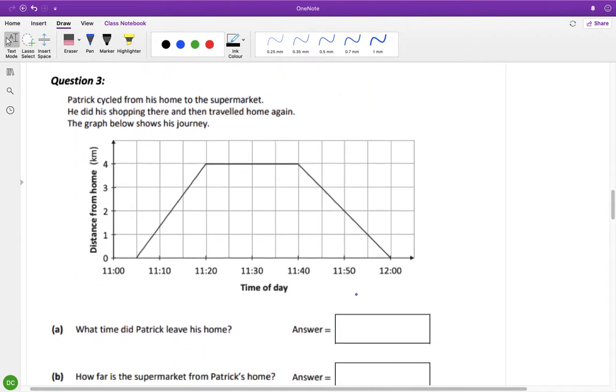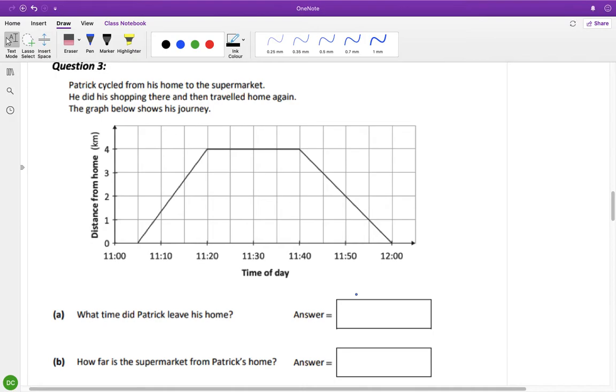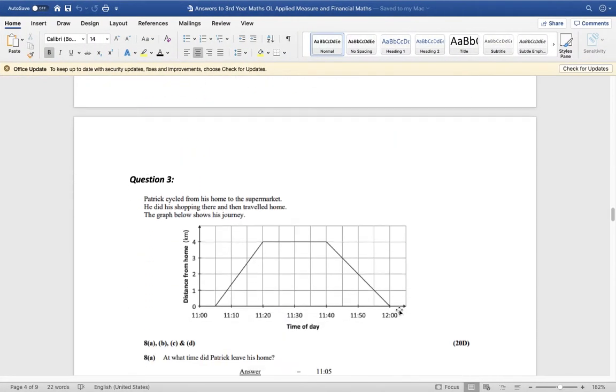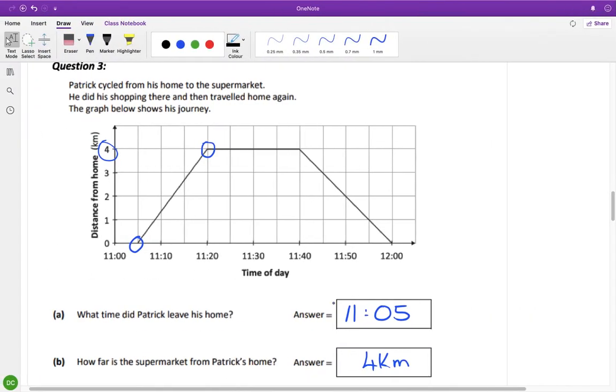Cool. Question 3. Patrick cycled from his home to the supermarket. He did his shopping there and then travelled home again. The graph shows his journey. What time did Patrick leave his home? So he left here, which is halfway between 11 and 11:10, so he left at 11:05. How far is the supermarket? So we start at 0 and he arrives at the supermarket here, so it's 4 kilometers away. 11:05 and 4 kilometers.